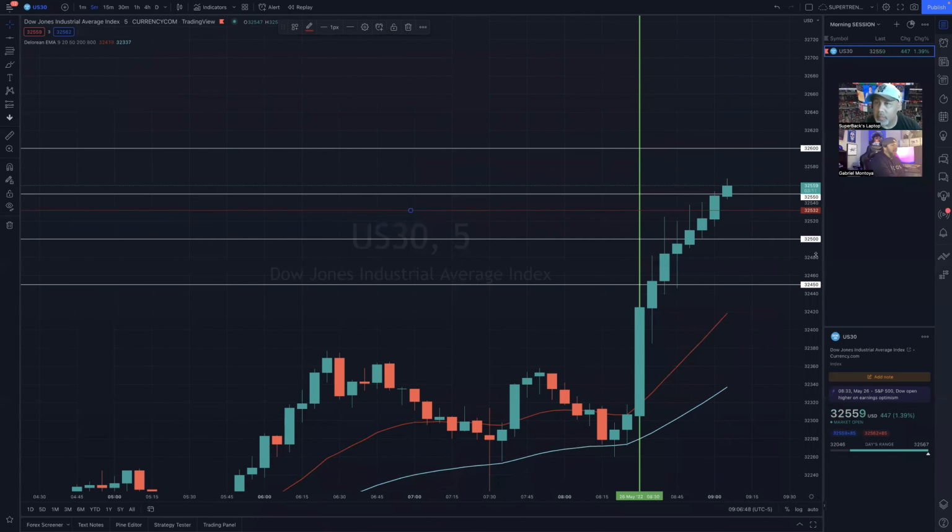So again, 32,600. We have 2 minutes, 40 seconds left on this candle. This vertical line here shows me where opening bell was at 8:30 our time. From opening bell, all she's done is rose. Let's go on the 15. We have 8 minutes left on this 15-minute candle.